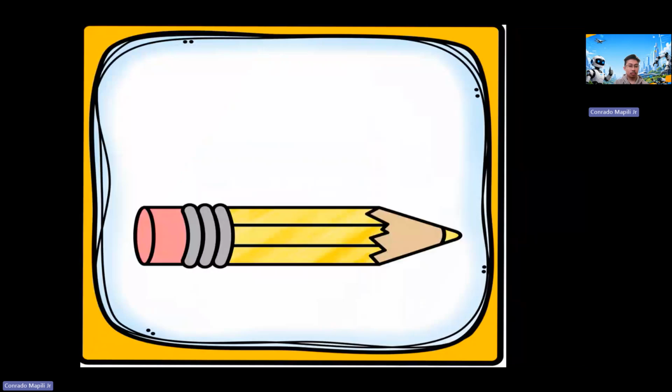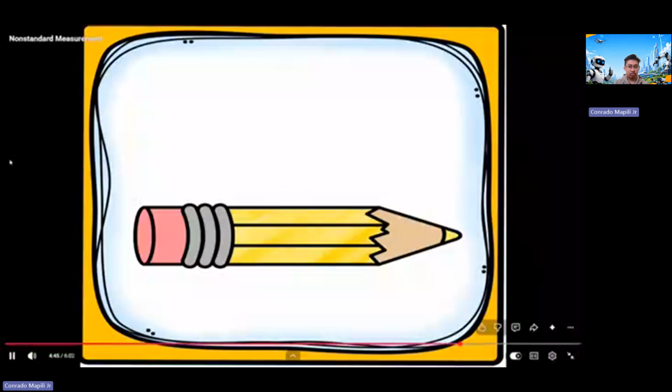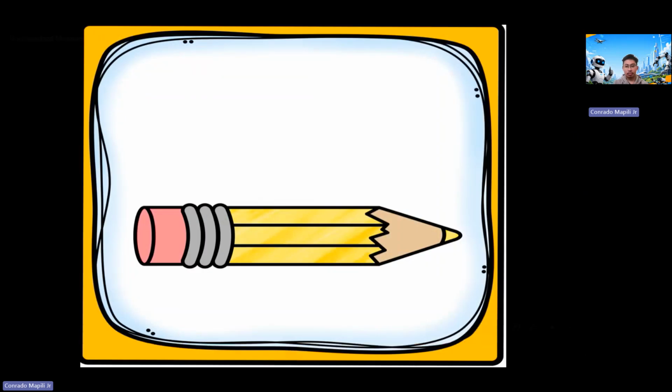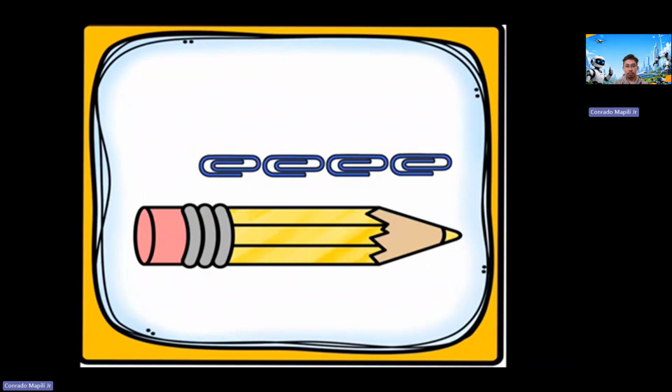So this time we have a pencil. So we are going to use some paper clips to see how long the pencil is. We have 1, 2, 3, 4, 5. Again, we have 5 paper clips. This is how long the pencil is. 5 paper clips long.